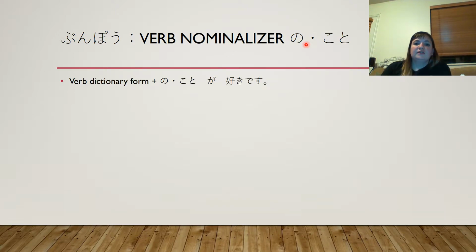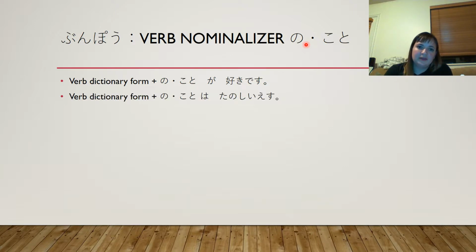Okay, so one way we can use it is we can have our verb in its dictionary form, and we're going to either add no or koto, one or the other, and then ga suki desu. Okay, our other pattern, again, we have our verb in dictionary form, and then either add no or koto, and then we can say something about it like wa tanoshii desu. Now the opposite of these two, of course, instead of saying suki desu, you could say ga kirai desu, right?